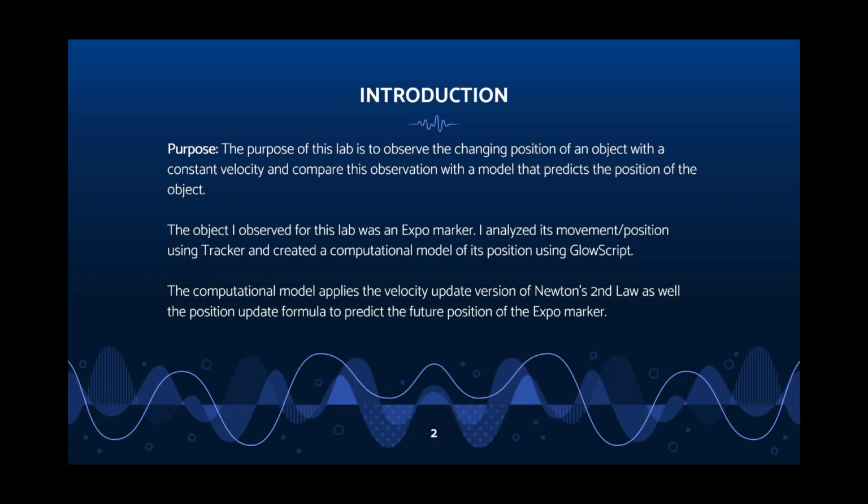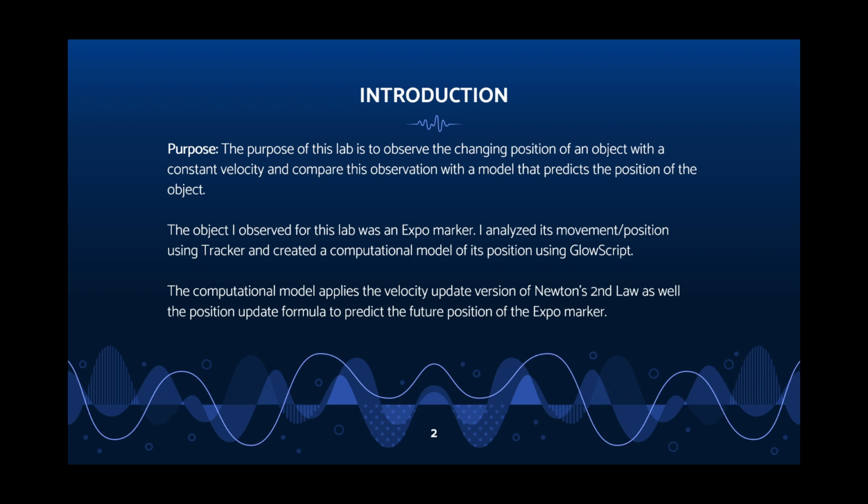The purpose of this lab is to observe the changing position of an object with a constant velocity and compare this observation with a model that predicts the position of the object. The object I observed for this lab was an expo marker. I analyzed its movement and position using Tracker and created a computational model of its position using GlowScript.